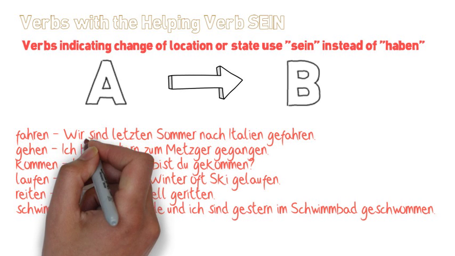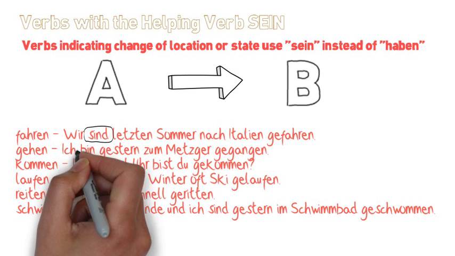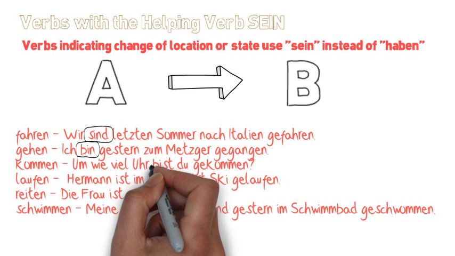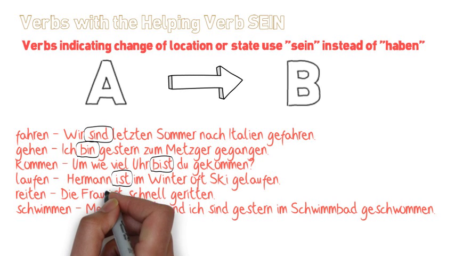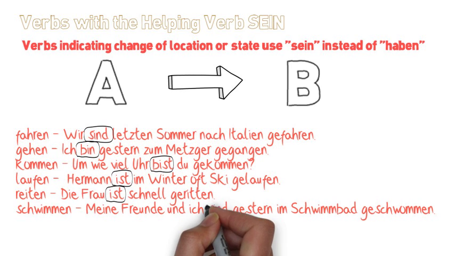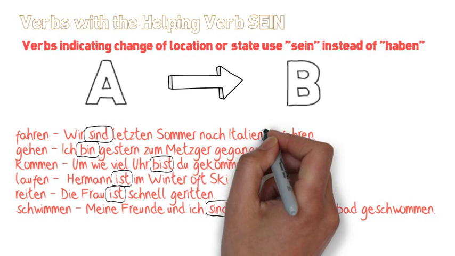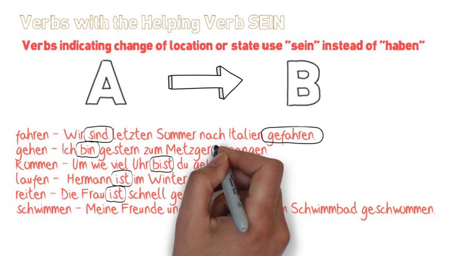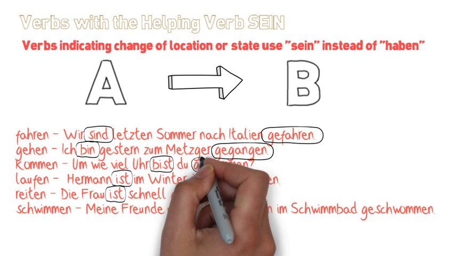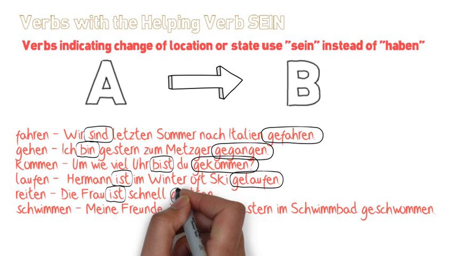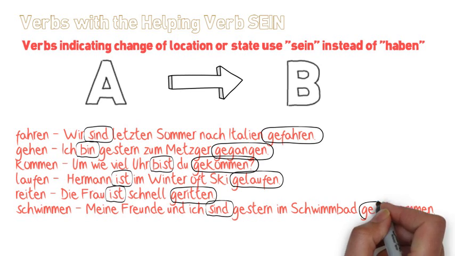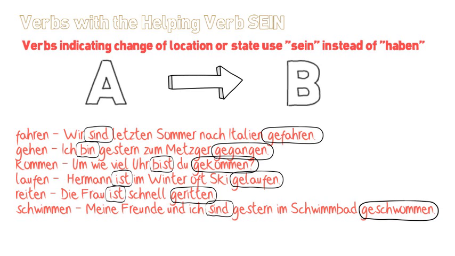Notice that in each case, the helping verb is not haben, but is instead a conjugated form of sein. This is because these verbs are ways to get from point A to point B: driving, going, running, swimming, etc. And doing these verbs inherently involves a change of location. Also, notice that the participles tend to be irregular. This means you'll need to practice these verbs a little more because they have both irregular participles and the helping verb sein.